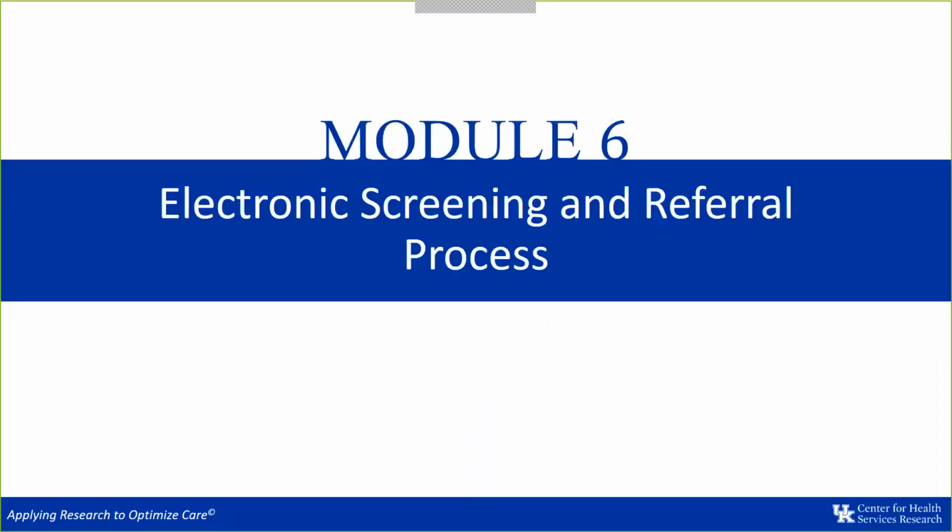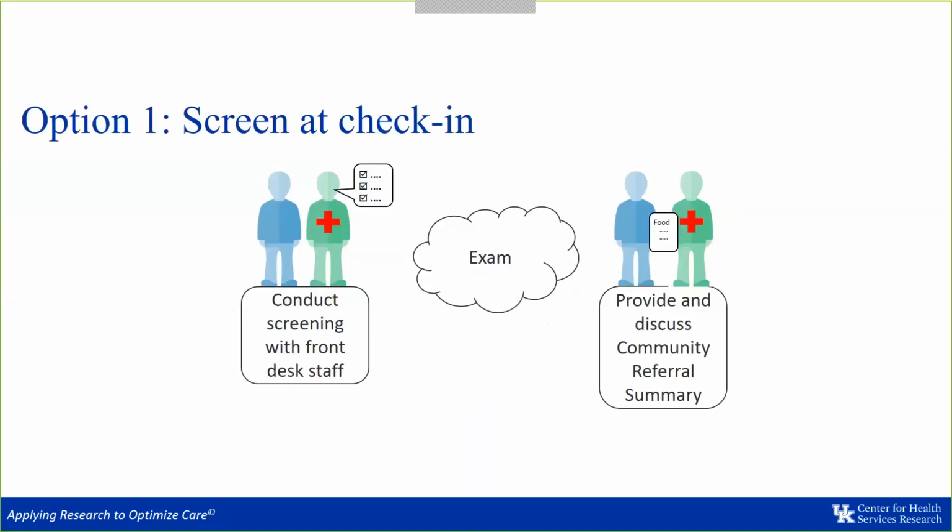Module 6 will cover the electronic screening and referral process. Now, with the electronic version of the screening form, the scoring is taken care of by the system. One option for administration is to conduct a screening with the front desk staff at their computer. The registration staff members can read the questions to the beneficiary, or they can self-administer. The CRS can be generated and given to the patient after the exam.